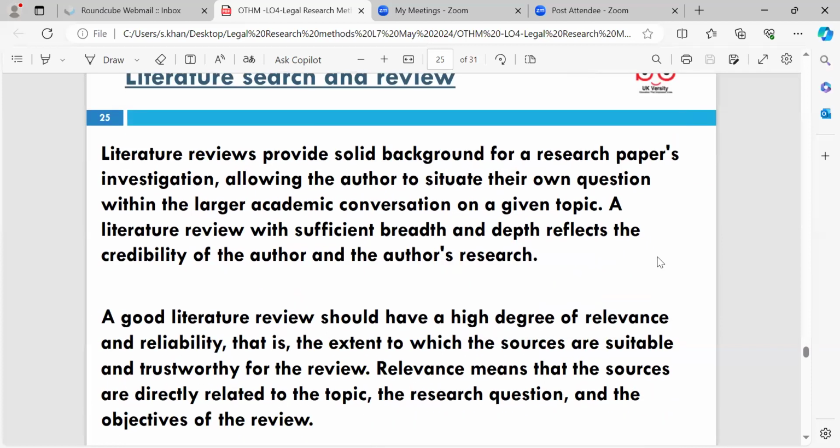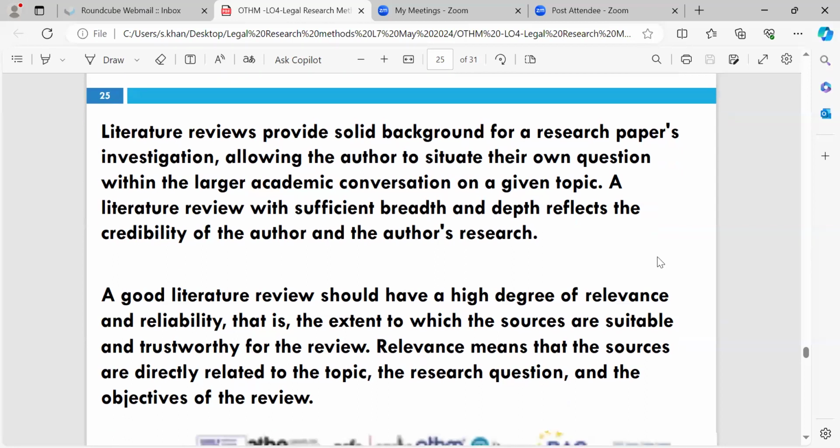Literature search and review. A literature review provides a solid background for a researcher's paper's investigation, allowing the author to situate their own question within the large academic conversation on a given topic. A literature review with sufficient breadth and depth reflects the credibility of the author and the author's research.